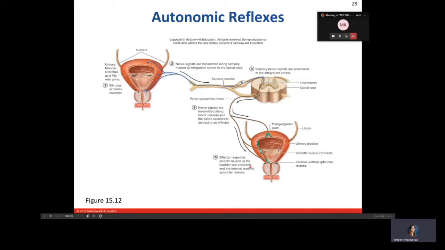Now, obviously, for both defecation and urination, we have conscious control. So we've got conscious control of the external urethral sphincter, and we have conscious control of the external anal sphincter. So we can kind of override these reflexes for a period of time so that we're not urinating and defecating in inappropriate places.